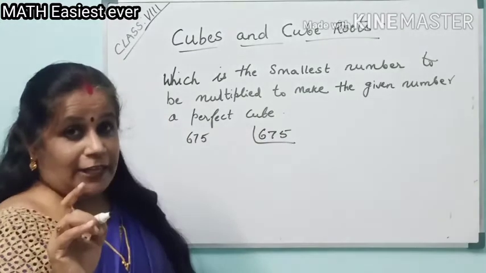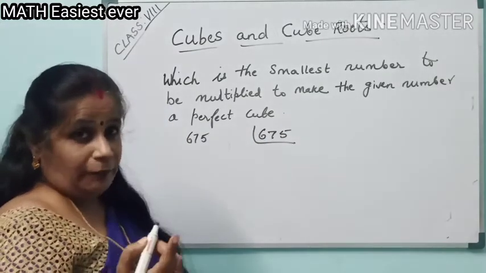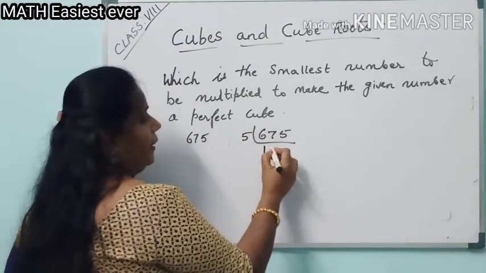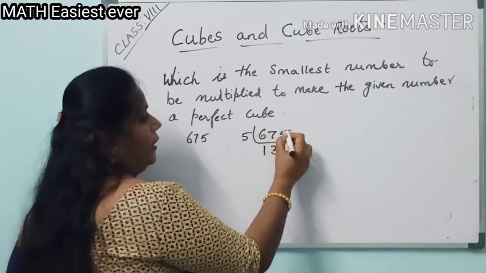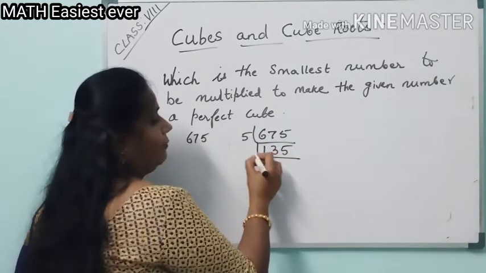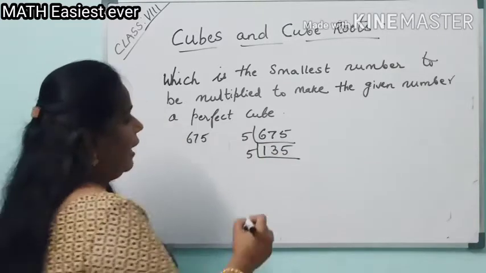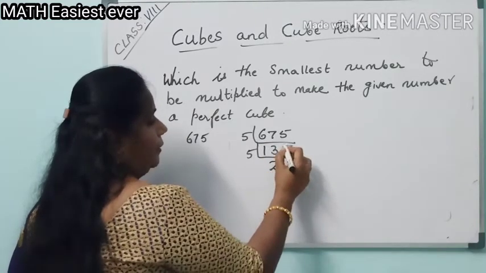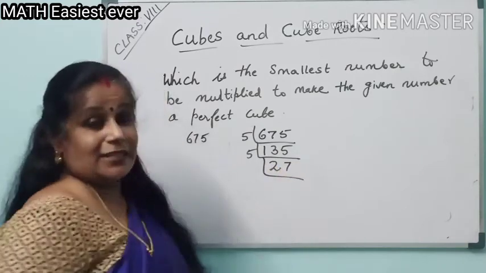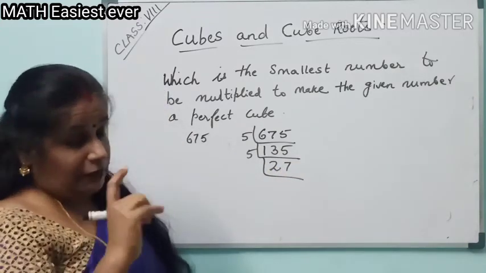The last digit is ending in 5, so you have to divide the number by 5. If you divide it by 5, what do you get? 5 ones are 5. The remainder is 1. 5 threes are 15. So you get 135. 135 again you can divide by 5. 5 twos are 10. The remainder is 3. So you get 35. So you get 27. 135 divided by 5 is 27.